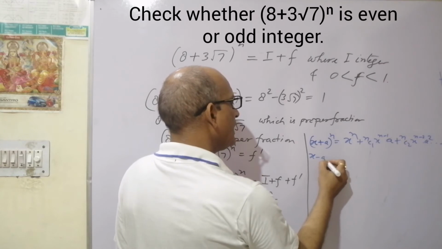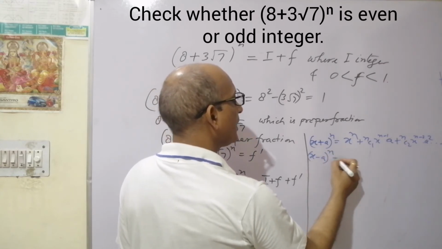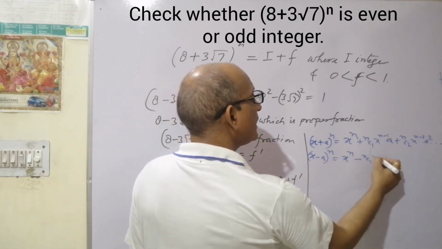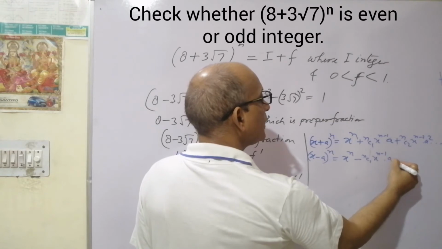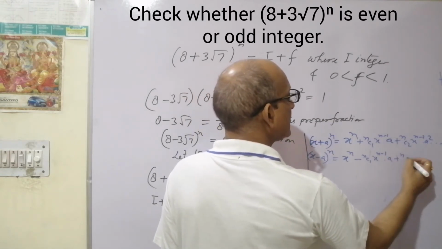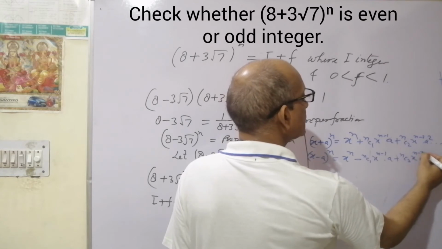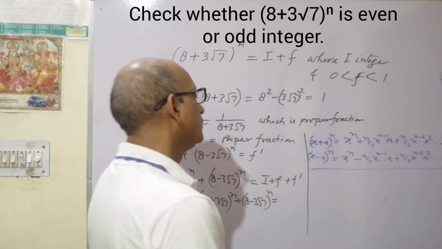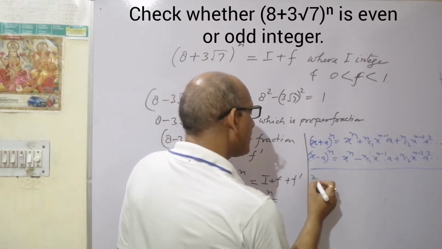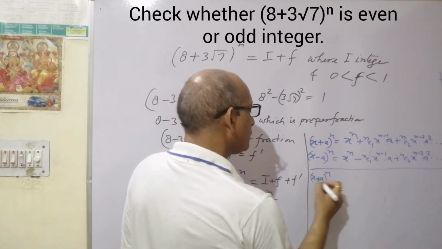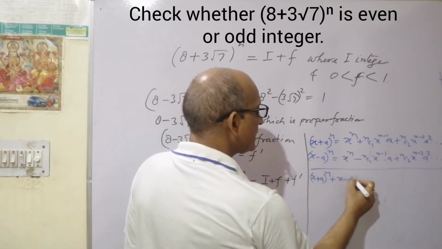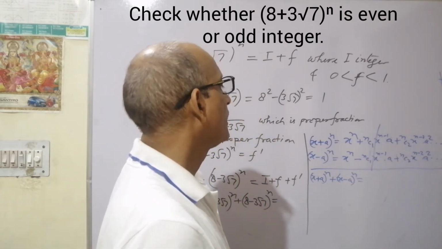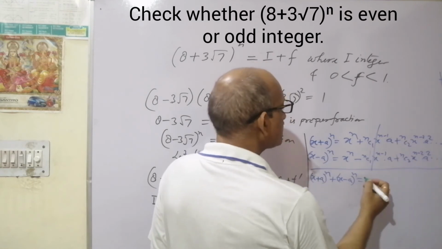And (x minus a) to the power n can be written as x to the power n minus nC1 x to the power n minus 1 into a plus nC2 x to the power n minus 2 into a to the power 2, and so on. If we add all these, what do we get? We get (x plus a) to the power n plus (x minus a) to the power n. You will see the odd terms will be cancelled out and the even terms will be left, but 2 times.